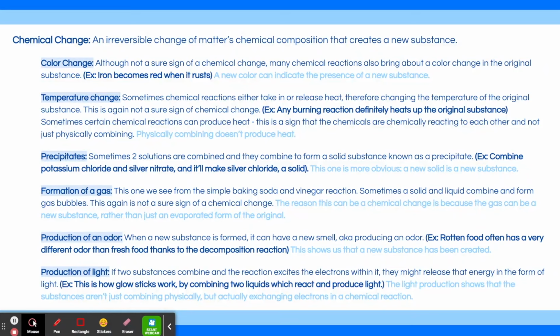Production of an odor is usually an indicator of a chemical change because when a new substance is formed, it can have a new smell. Production of light is also an indicator of a chemical change because if two substances combine and the reaction excites the electrons within the substances, they might release that energy in the form of light. This is actually how glow sticks work, by combining two liquids which react to produce light. The light production shows that the substances aren't just combining physically, but actually exchanging electrons in a chemical reaction.